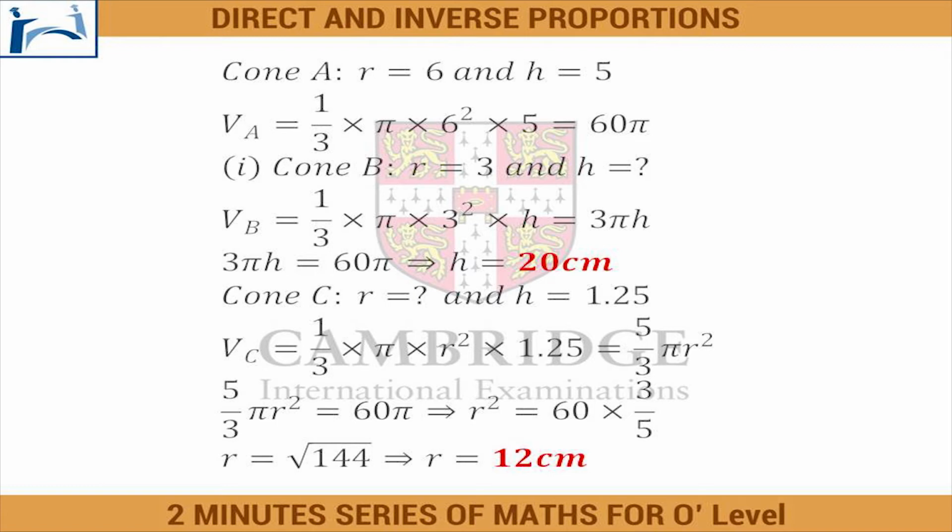For part 1, volume of cone B, where r is 3 and h is unknown. We calculate volume of cone B, 1 over 3 pi 3 square into h equal to 3 pi h. We equate the volume of cone B and the volume of cone A, that is 3 pi h equal to 60 pi, which gives us h equal to 20 centimeter.